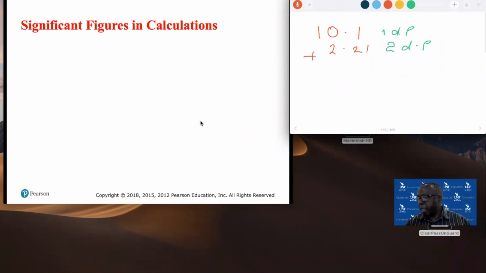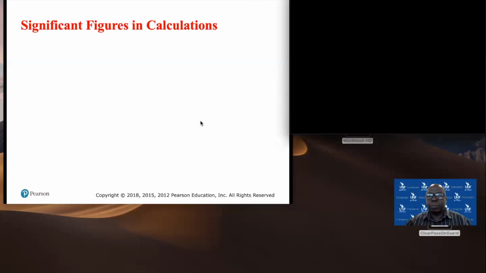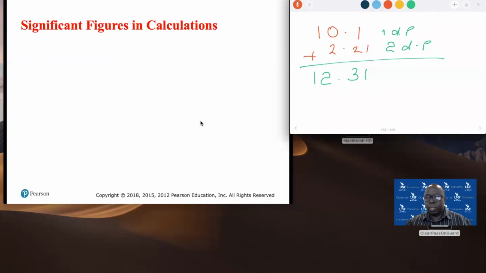So this one has 1 versus 2. So the final answer should have one decimal place. So this is 12.31. You'll see this on your calculator, and it does not mean it is correct. That is not what we are looking for. It is something you need to remember, that it's places of decimal.